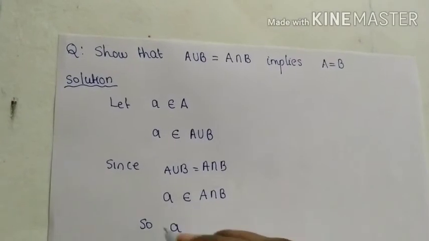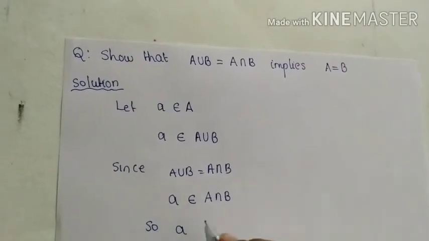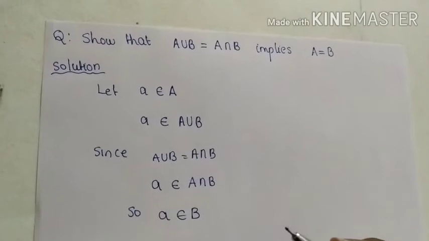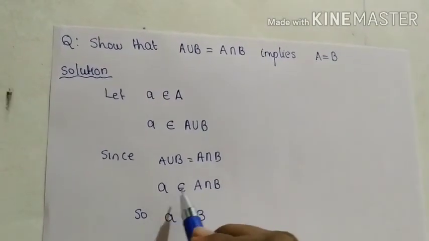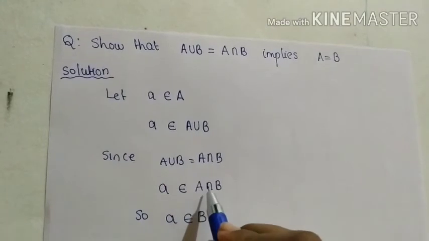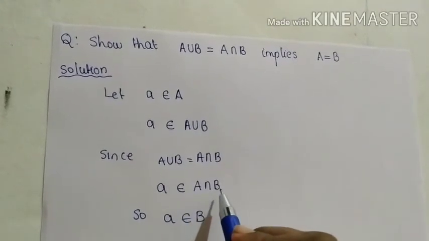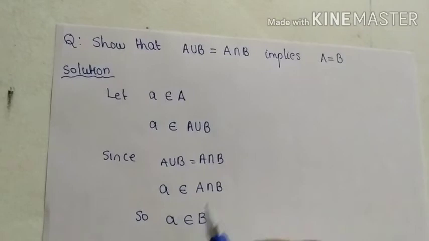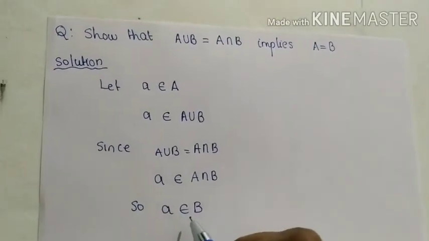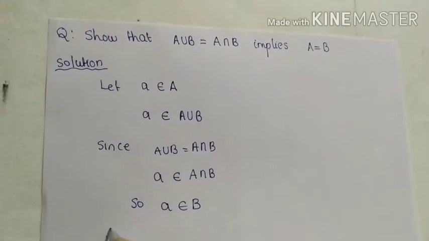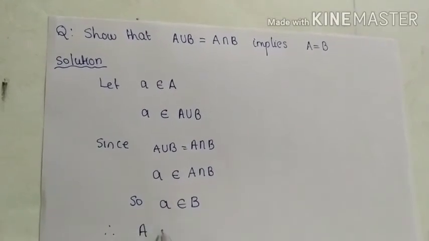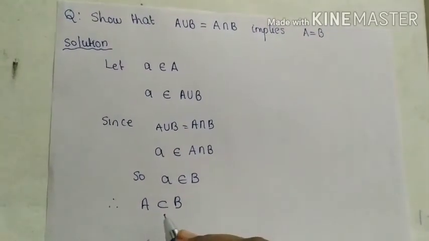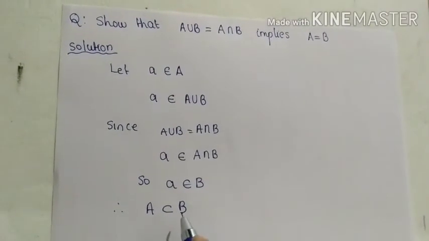Okay. Next, a is also an element of B, because a is an element of A intersection B. Intersection means the elements which are common to both A and B. So a is included in the set A intersection B, so a is also an element of B. Therefore, we can write A is a subset of B. Subset means every element of A is also an element of B.